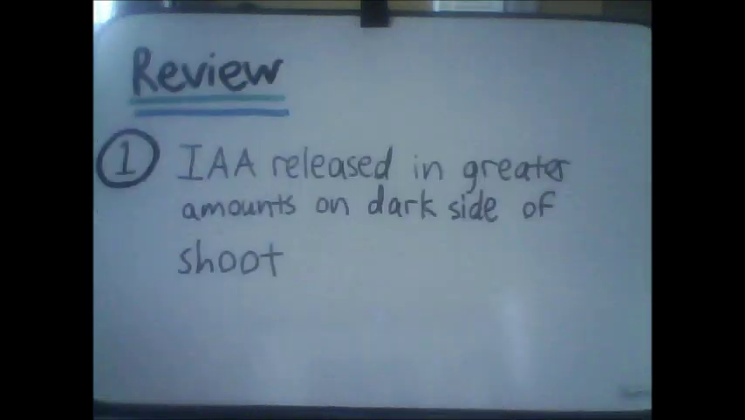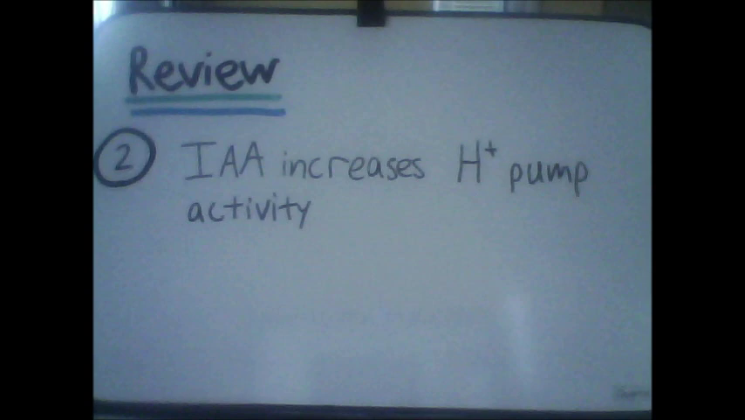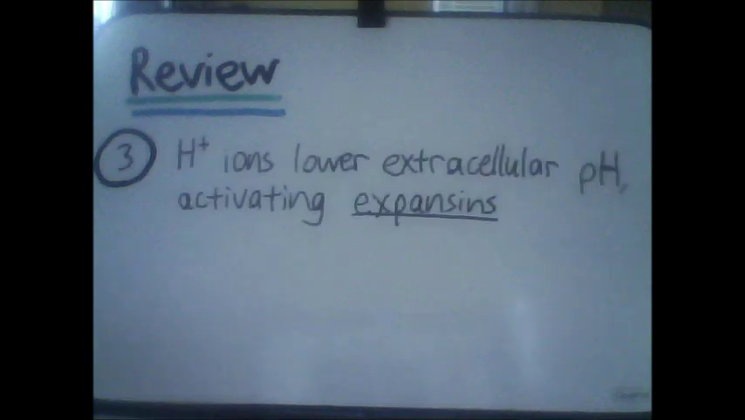Okay, so to review how auxin works in plants. The first step is that auxin is released in greater amounts on the dark side of the shoot. The second step is as auxin makes its way down the shoot, it promotes hydrogen ion pumps to pump more hydrogen ions outside of the cell. The third step is that the extracellular pH is lowered by the presence of the hydrogen ions. In other words, the outside of the cell becomes more acidic.